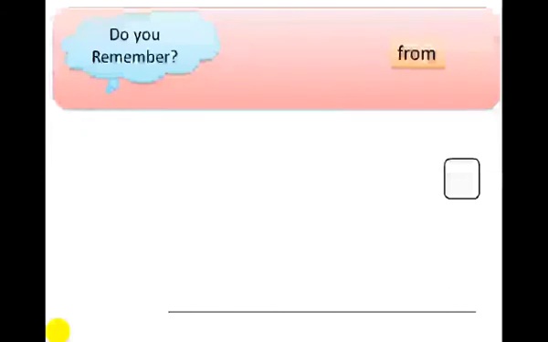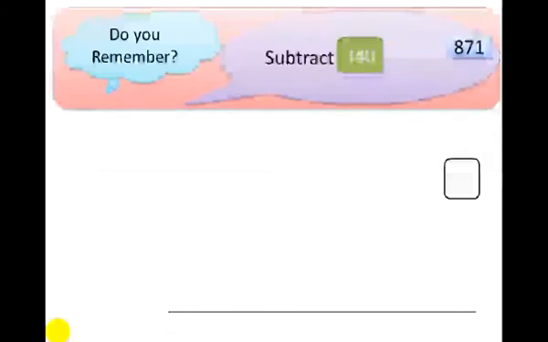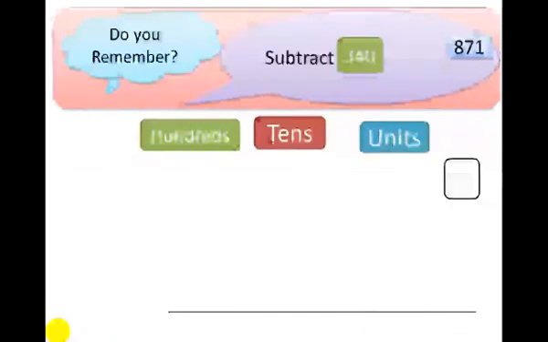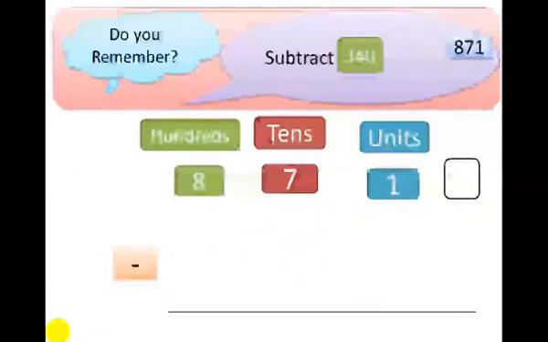Do you remember from the previous class, subtract 340 from 871. Now, firstly, you put each digit in the place value table: hundreds, tens, and units. The digit 8 is 800, the digit 7 is 7 tens. The digit 1 is 1 unit. Subtract means minus. The digit 3 in 340 is 300. The digit 4 is 4 tens.